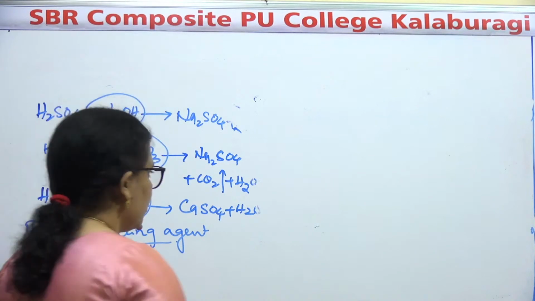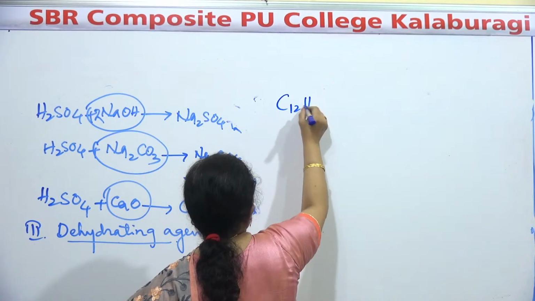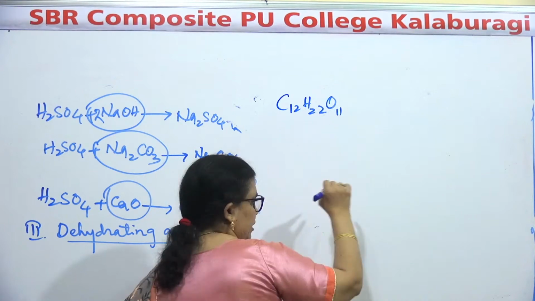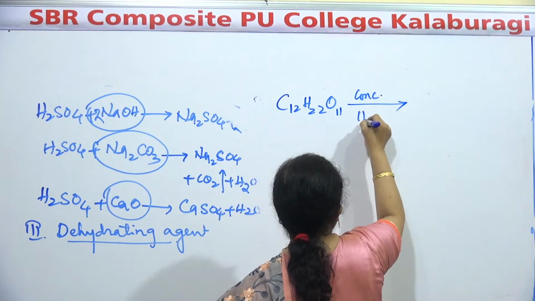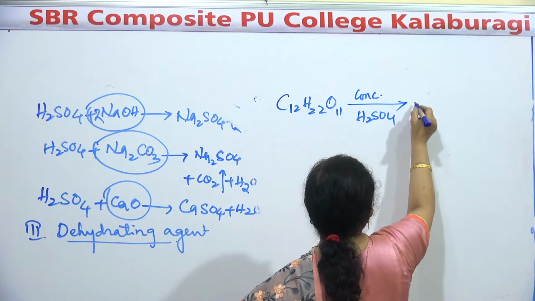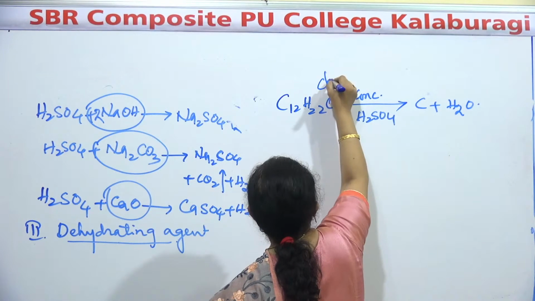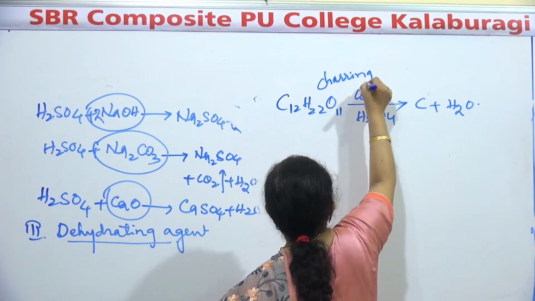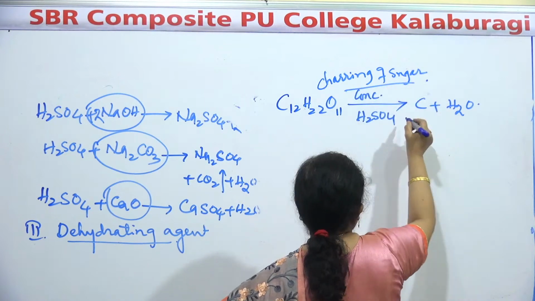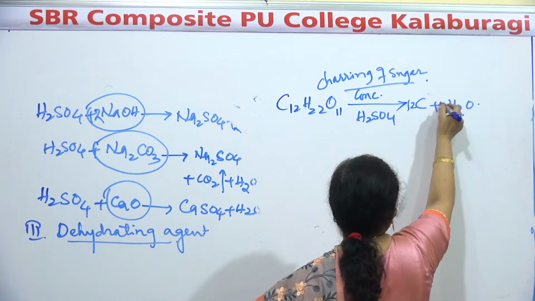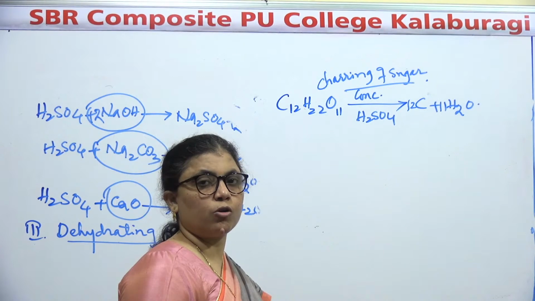Example of dehydrating action: sucrose, C12H22O11, table sugar. When heated with concentrated sulfuric acid, it produces carbon along with water. This process is called charring of sugar. Sugar is converted into water and a black mass of carbon. It is called charring of sugar.